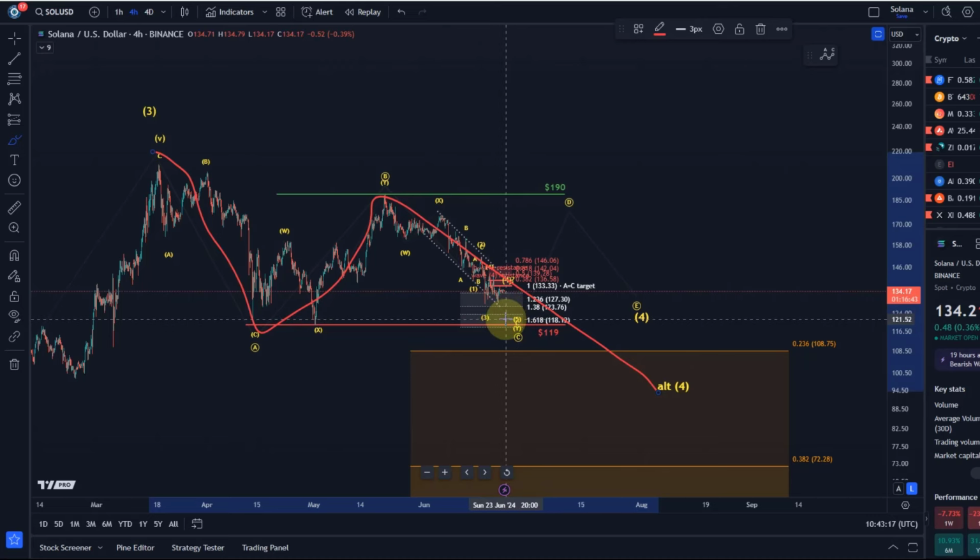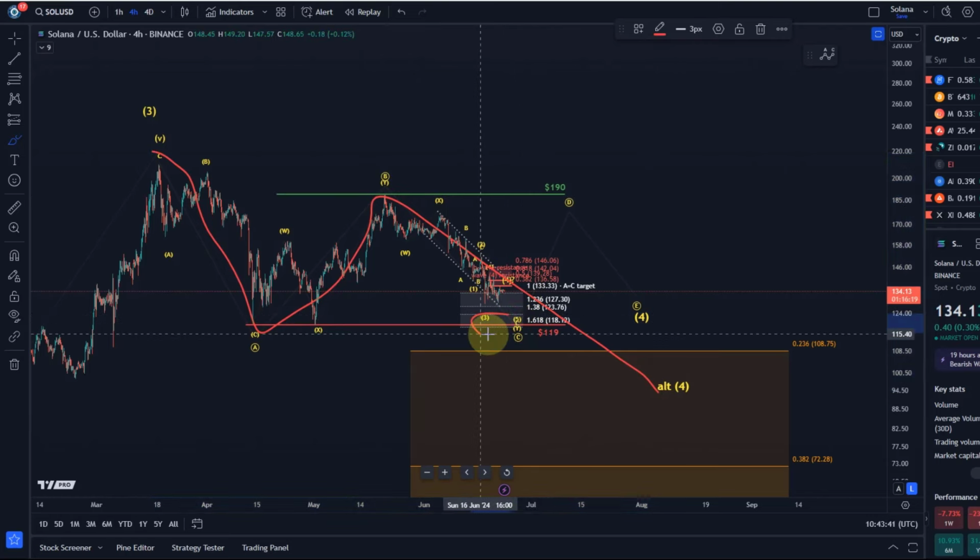A break below 119 means that we are not in a triangle, because in a contracting triangle, the C wave must not go below the low of the A wave. So yeah, that would naturally then be something different. So for example, a larger ABC structure. But the trend is still down anyway. Okay, so the trend is down, especially from that May high. And therefore we're tracking downside until we see a reaction.